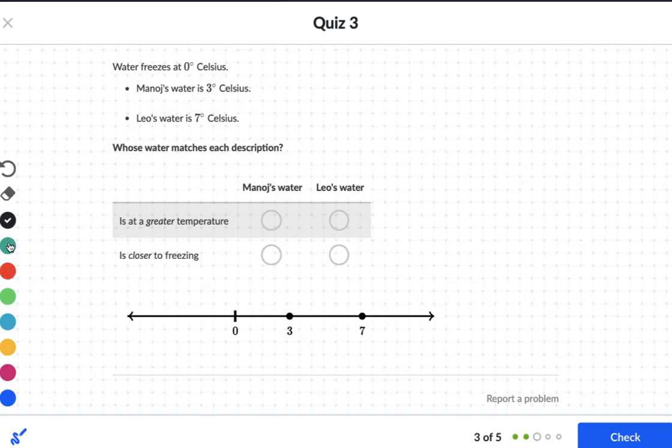Okay, so we see that Mano's water is 3 degrees Celsius. It doesn't have a sign in front of it, so we know it's positive. Leo's water is 7 degrees Celsius. Also no sign, so we know it's positive. And it says that water freezes at 0 degrees Celsius. So that's important information. Okay, so Mano's water is 3 degrees Celsius. That means his is right here. Leo's is 7.